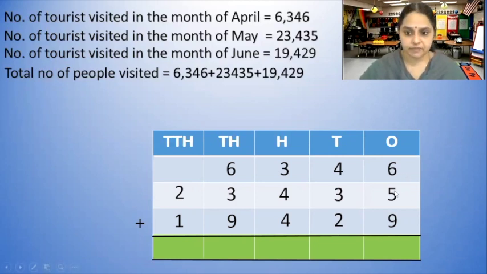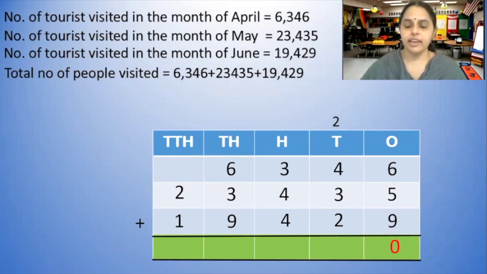So 6 plus 5 is 11, and 11 plus 9 is, how much is 11 plus 9? It is 20, isn't it? So when we add the ones place, we get 20. So we will write 0 here, and the tens place will be given as carry forward.